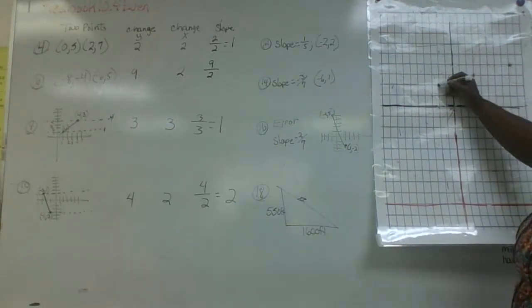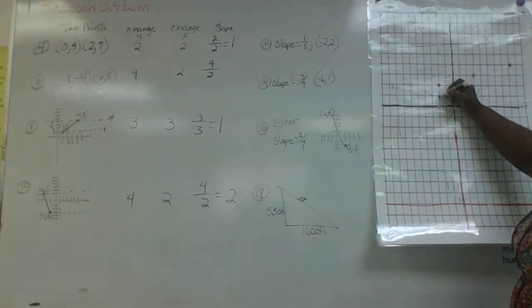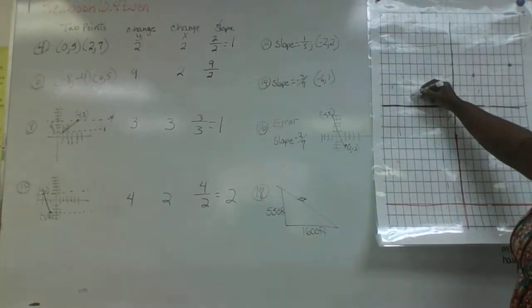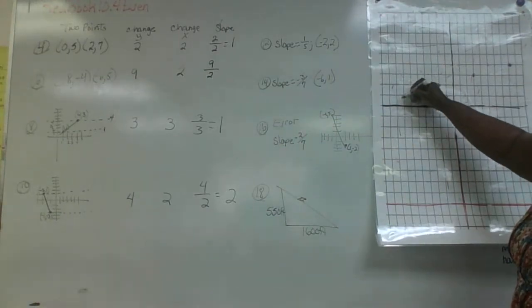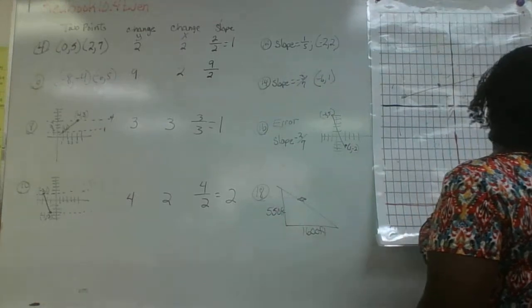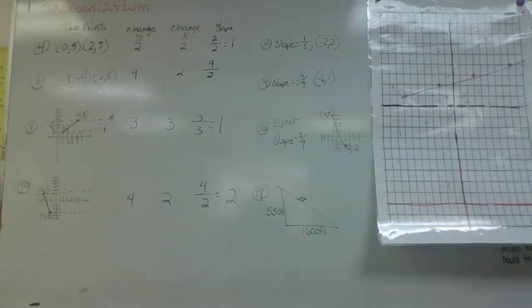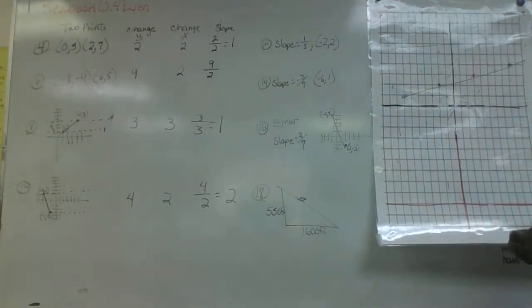Rise, well, let's fall and go negative. Double negatives give us a positive. Fall 1 and run 1, 2, 3, 4, 5. All right, and therefore our line looks like this. Okay? All right, let's look at number 14.